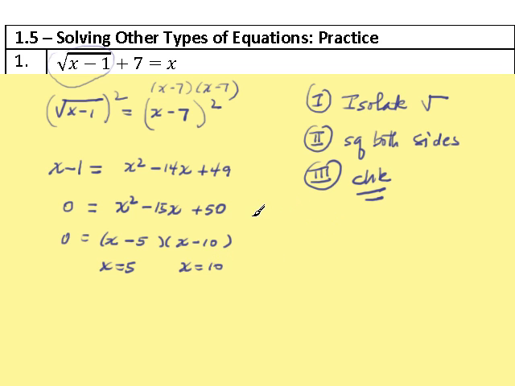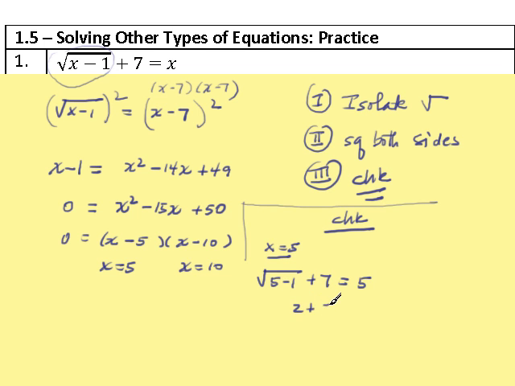And now we must do our check, so we'll do that here. So first let's check x equals 5. Substituting back into the original, we have square root of 5 minus 1, plus 7 is equal to x, which is 5. That's square root of 4, which is 2. 2 plus 7 is not equal to 5. Okay, so x equals 5 is not a solution.